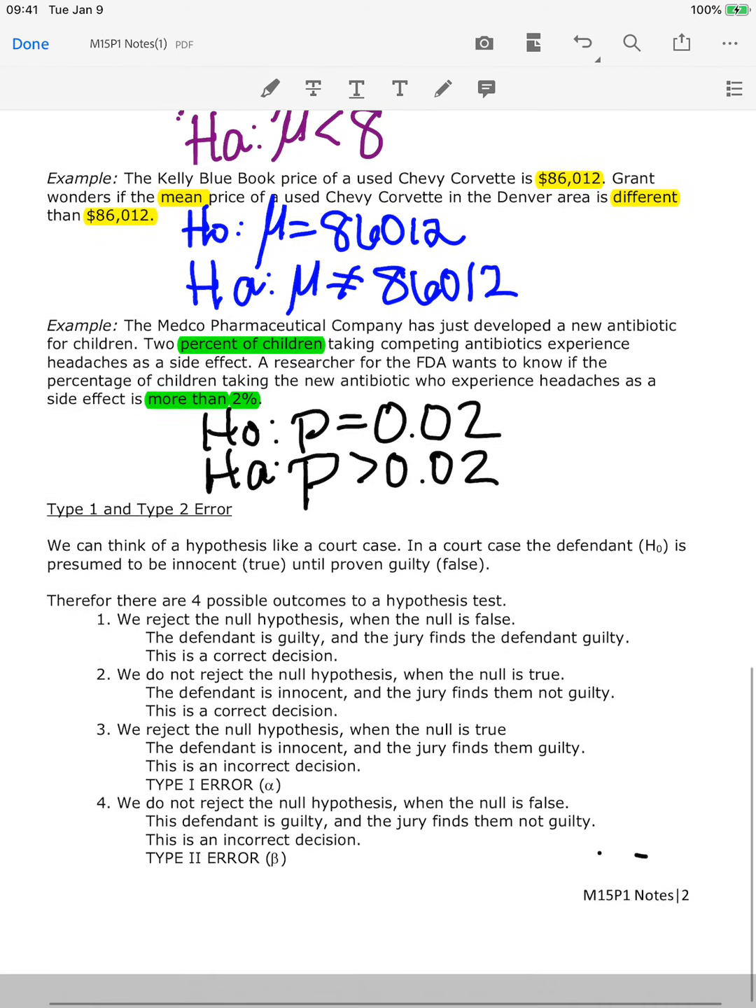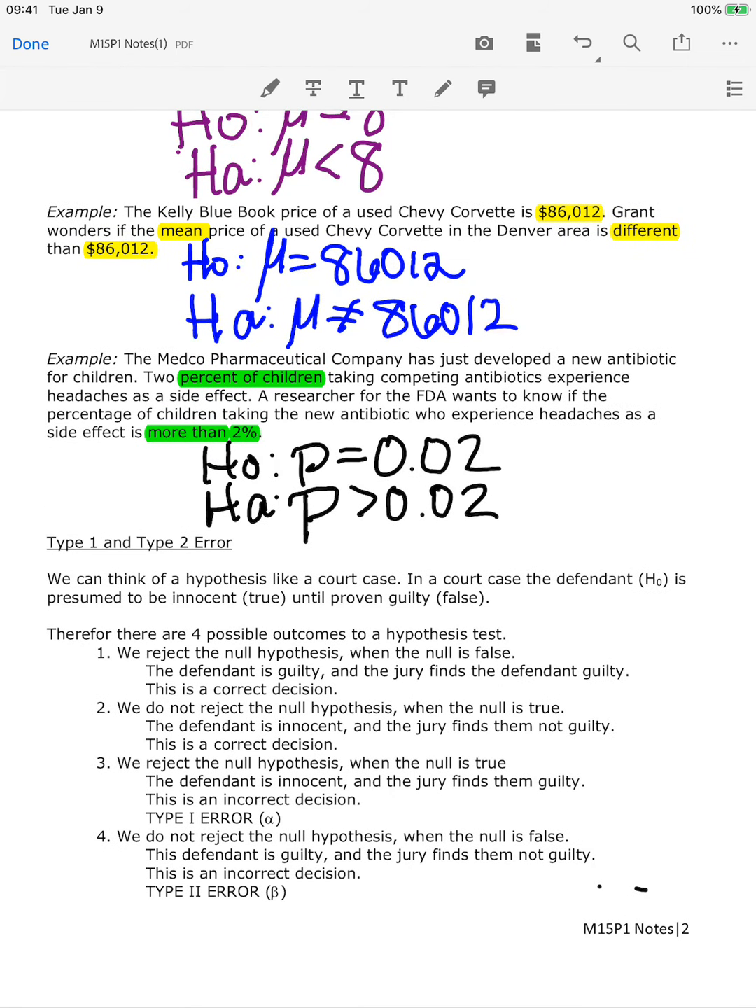So the last thing we're going to talk about is type 1 and type 2 error. Before we talk about this, we want to make an analogy between a hypothesis test and a court case. In a court case, the defendant is always presumed to be innocent unless they can be proven guilty. With a hypothesis test, the null hypothesis is presumed to be true unless it can be proven false. That's very important to remember. We're always going to assume that it's true unless we can prove that it's false.